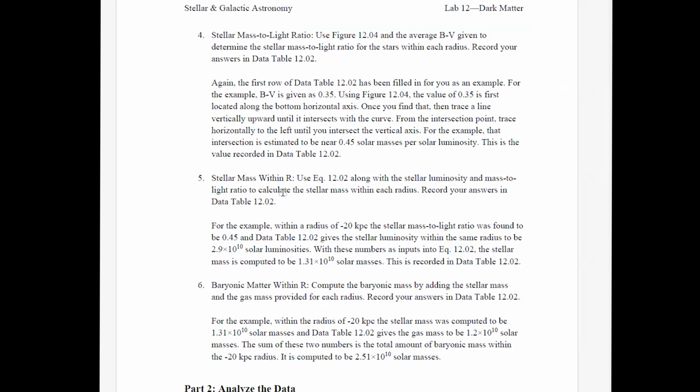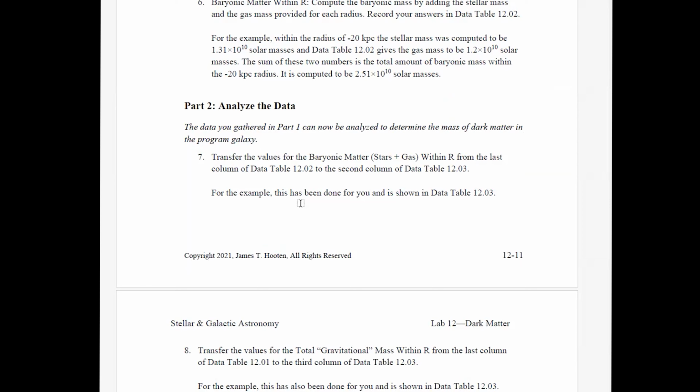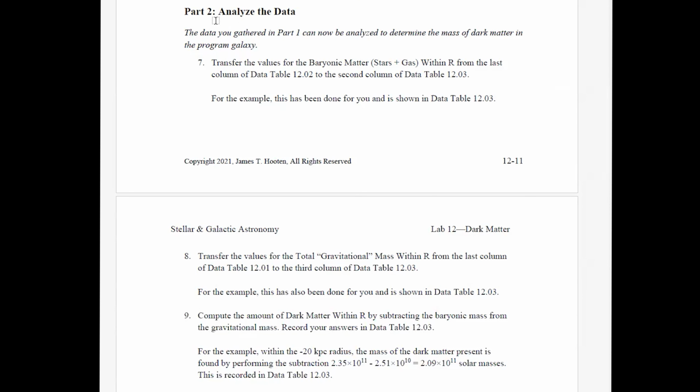We determined the stellar mass within R, and then we also just filled in the baryonic matter that's within R. You need to do that for all of the blank cells that are in data table 12.02. Now let's analyze the data. It says the data you gathered in part 1 can now be analyzed to determine the mass of the dark matter. And we're going to fill in values that are in data table 12.03. First thing we need to do is transfer the values for the baryonic matter, that's the stars plus the gas within the radius, from the last column of data table 12.02 to the second column of data table 12.03.